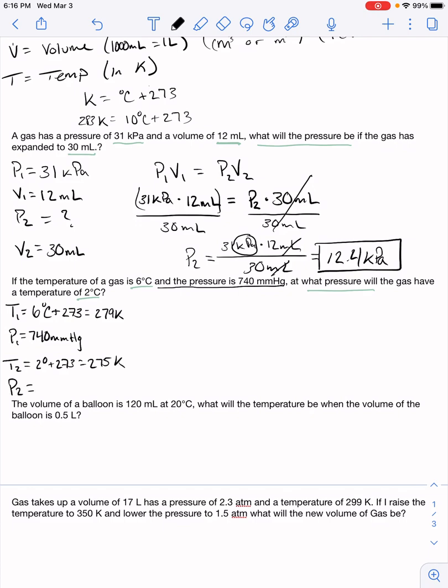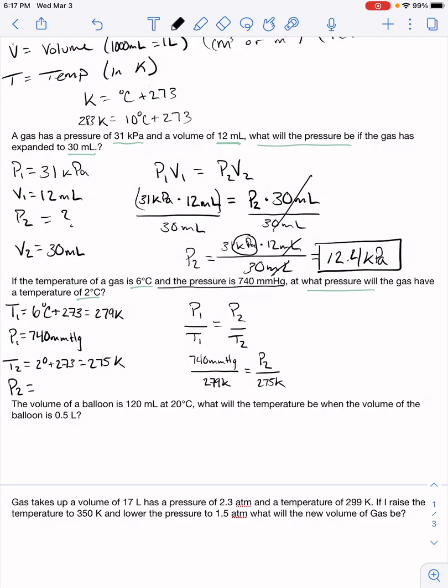Now, volume was not mentioned in the combined gas law, so instead of pressure 1 times volume 1 over temperature 1, we're going to have pressure 1 divided by temperature 1, and that equals pressure 2 divided by temperature 2. So we're then going to substitute into the equation, where we have 740 millimeters of mercury divided by my temperature, 279 Kelvin, set that equal to pressure 2 divided by the changed temperature, 275 Kelvin.